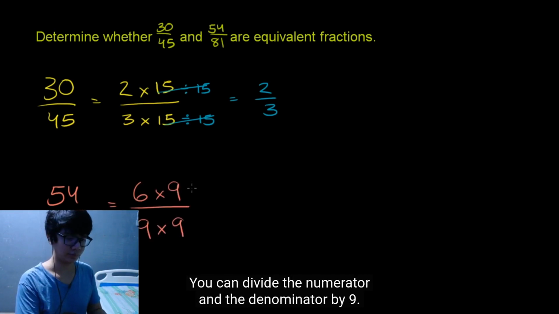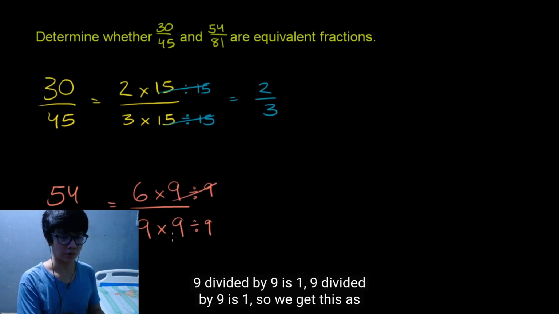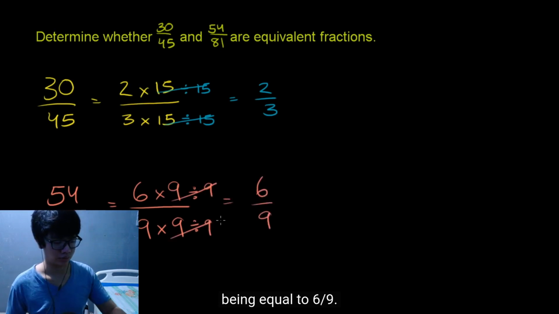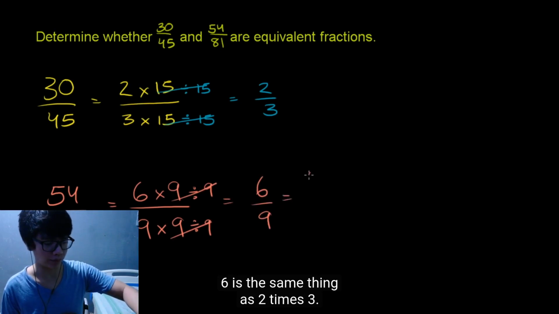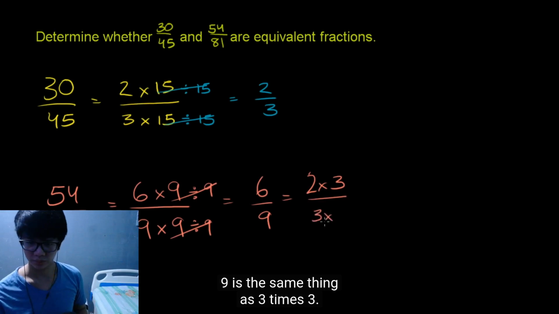You can divide the numerator and the denominator by 9. 9 divided by 9 is 1, 9 divided by 9 is 1. So we get this is equal to 6 over 9. And 6 is the same thing as 2 times 3, and 9 is the same thing as 3 times 3.